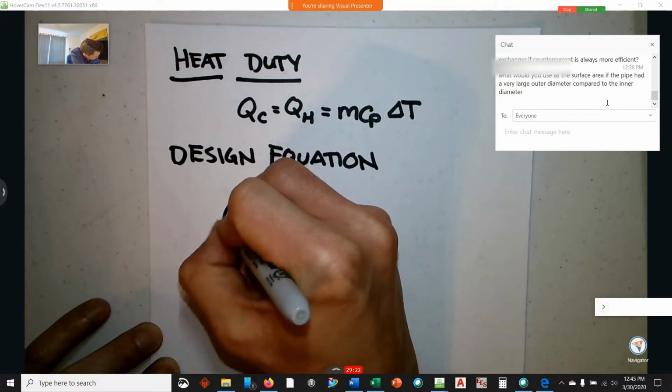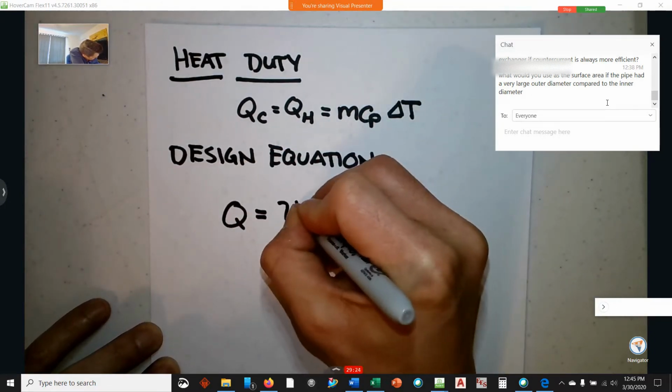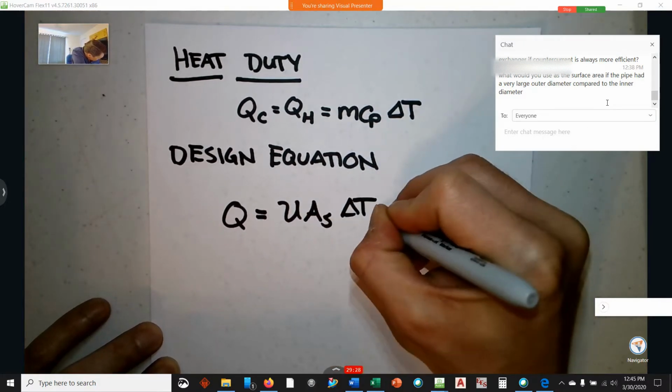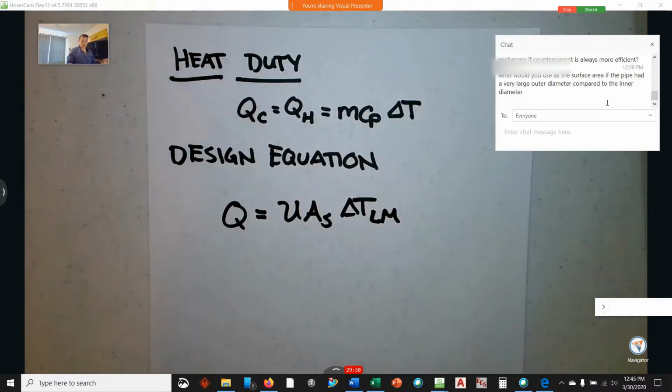Our design equation is that Q equals U A S delta T log mean. And now that's what we need to get a handle of, is what are these log mean equations? And I have them written down here.